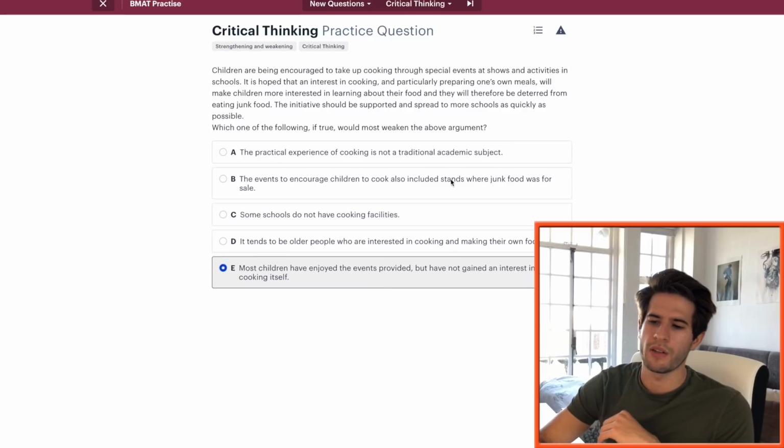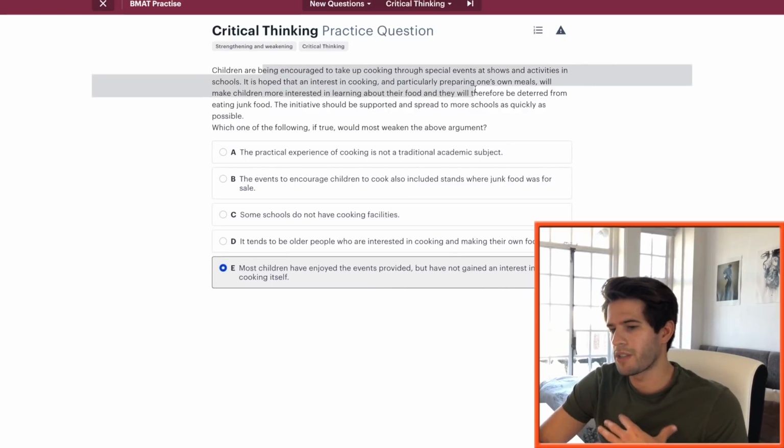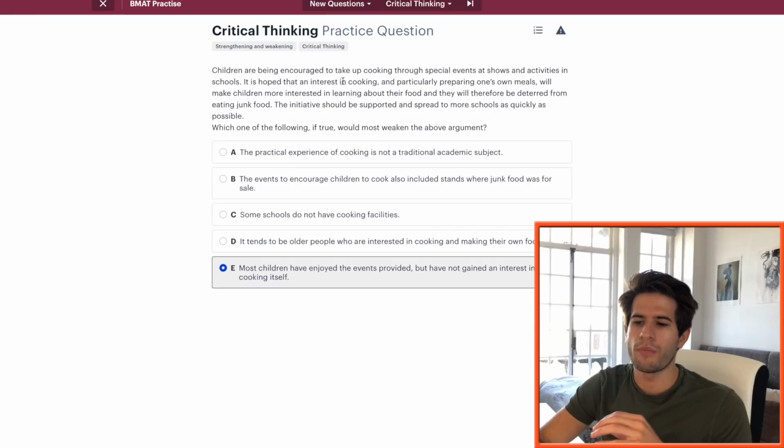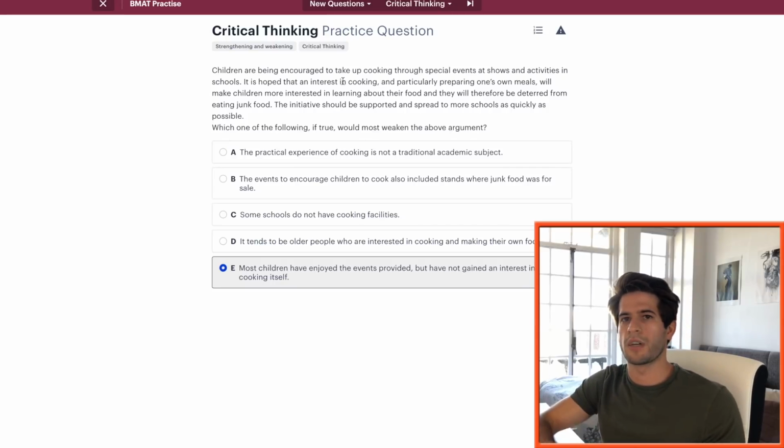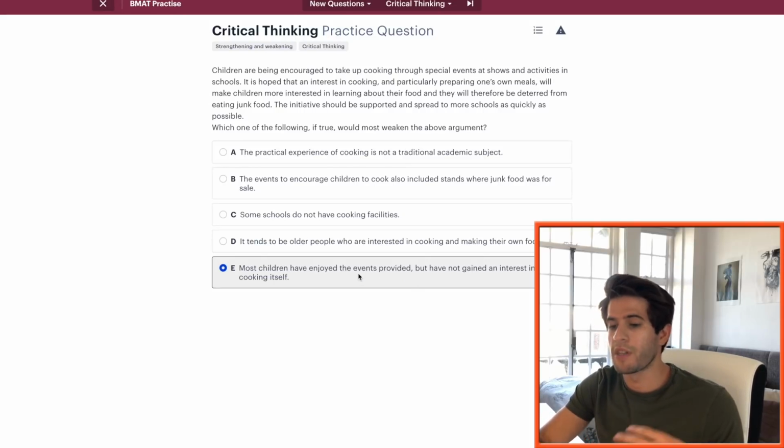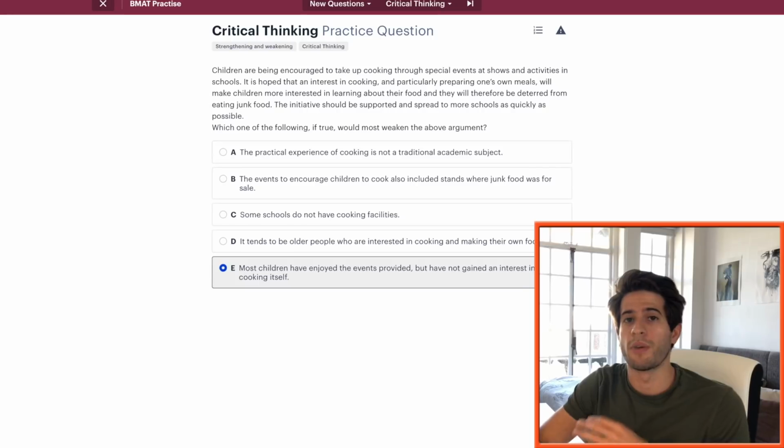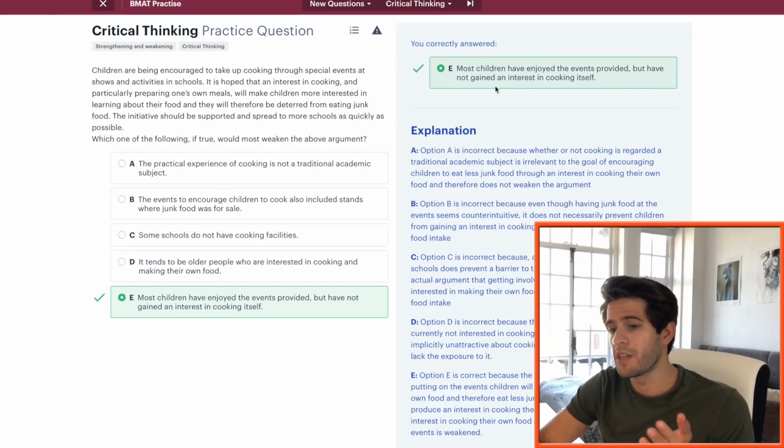This is definitely going to weaken the argument because it's saying everything that they're trying to do isn't really working. Their whole purpose is that if we get children to take these cooking classes, they're probably going to be more interested. But if this was true, that they attended the cooking classes and they participated, but they still weren't interested, then that would definitely be weakening the argument. Okay, E is right. Awesome.